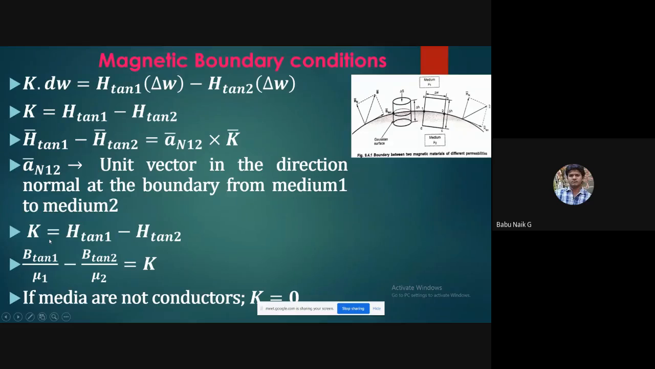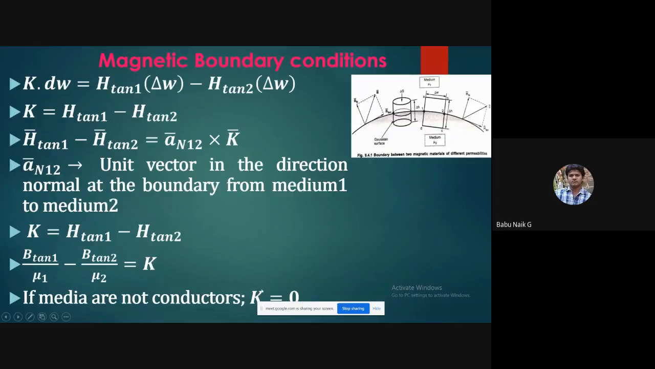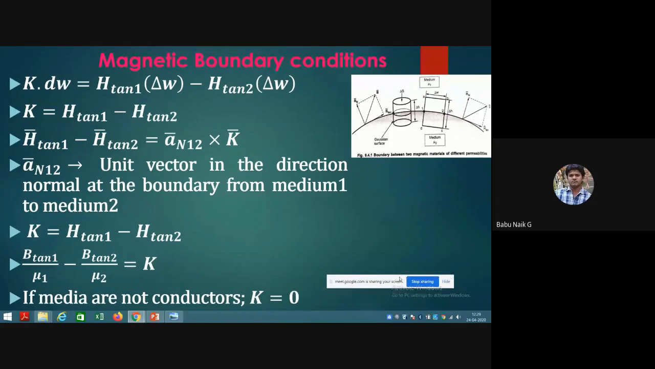Now you can write K is also equal to H tangential 1 minus H tangential 2, which now in terms of magnetic field intensity and magnetic flux density is B tangential 1 by mu1 minus B tangential 2 by mu2 equal to K. If the mediums are not conductors, like we have considered medium 1 and medium 2 on the boundary condition line, then K you can keep as 0, not having any conductivity part at all.